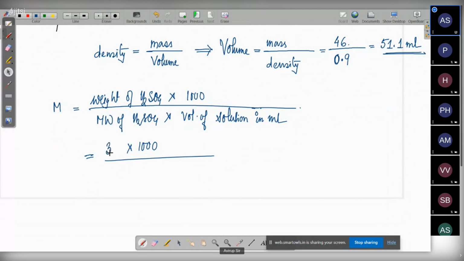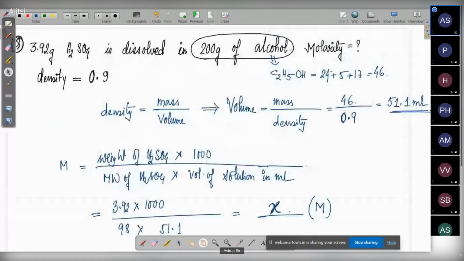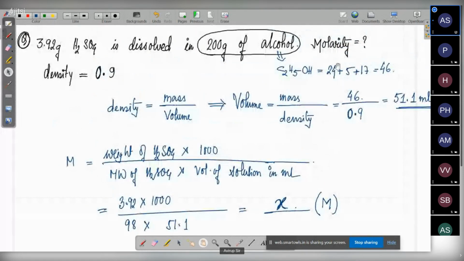So that is equal to 3.92, sorry, into 1000, divided by 98 into volume, which we have calculated as 51.1. Now if you do this calculation, you will get your answer. Suppose this will come at X. So this is how you will approach the sum. If in a numerical the volume of solution is not provided, then your method of approach should be to first find out the volume.